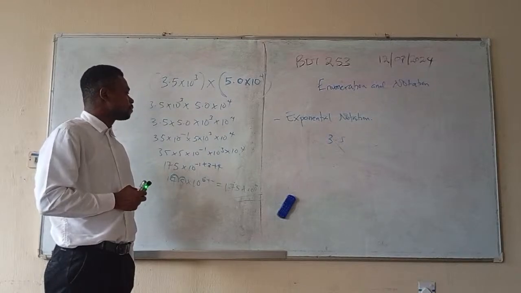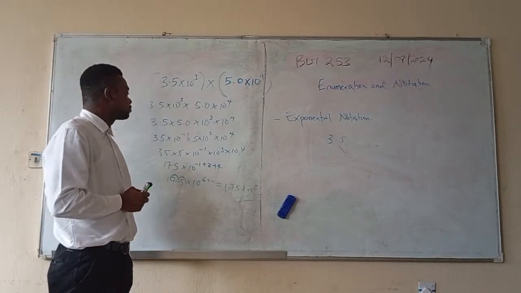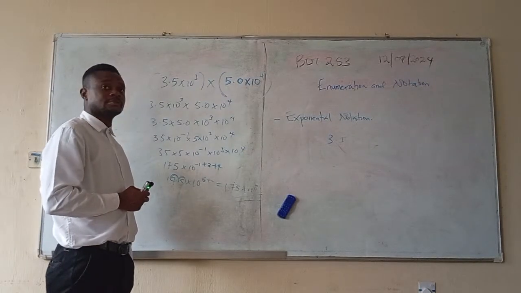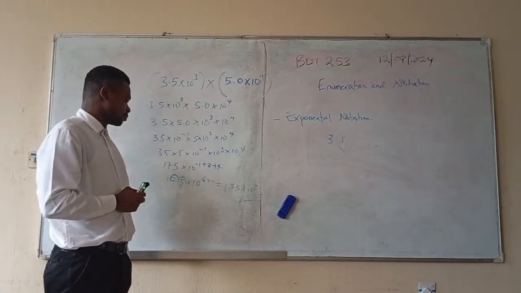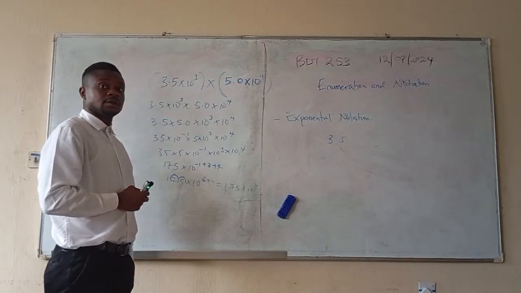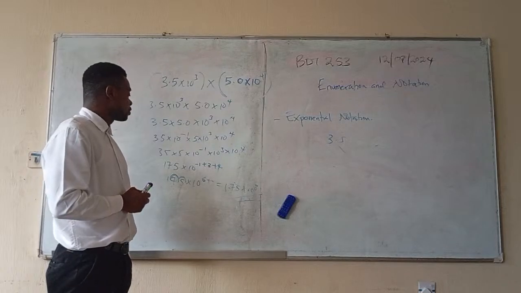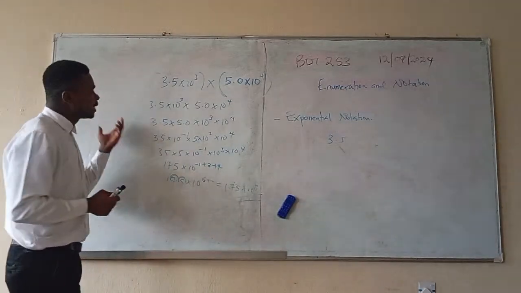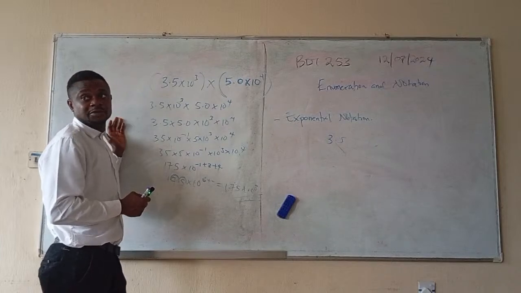You said what? Sorry, say it again. If you are to solve this, okay, you use 17.5. It gives you 17 point what? Okay, is that what it will give you? Okay, let's check it now. Let's check now.